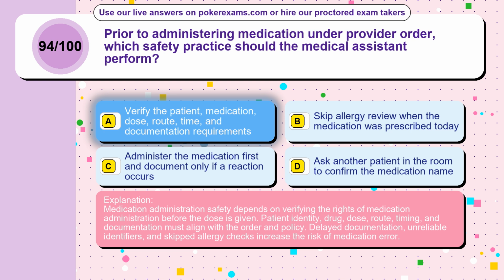Medication administration safety depends on verifying the rights of medication administration before the dose is given. Patient identity, drug, dose, route, timing, and documentation must align with the order and policy. Delayed documentation, unreliable identifiers, and skipped allergy checks increase the risk of medication error.